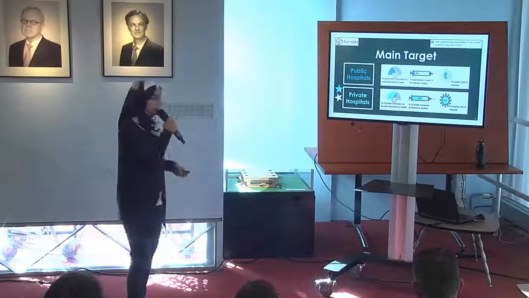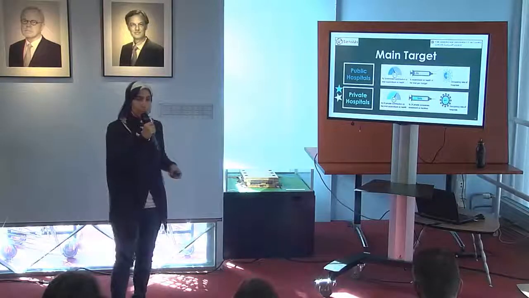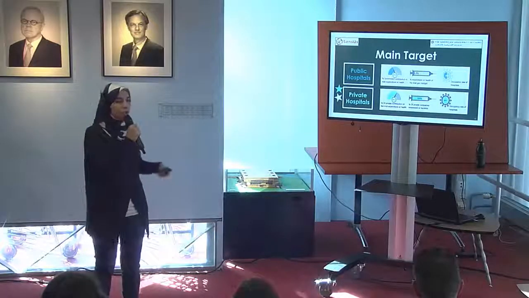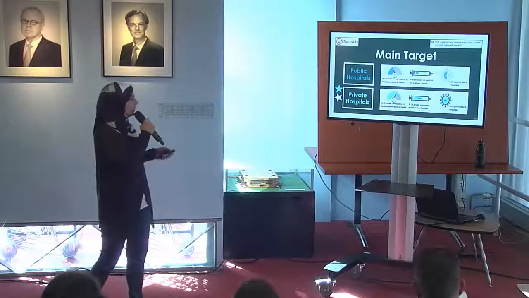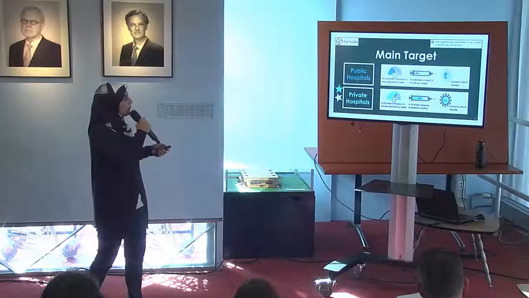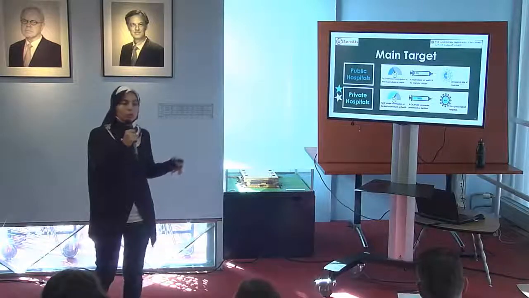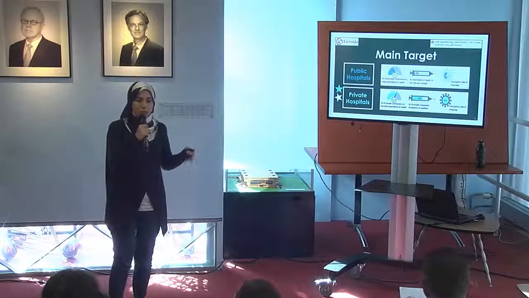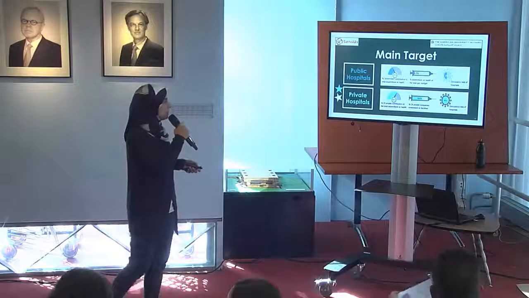Our main target will be private hospitals because they have the higher occupation rate, and they have a higher contribution to the health expenditure in Egypt. That's why we are targeting them. We have about 300 private hospitals in Egypt. 100 of them are centralized in the capital, Cairo. That's why we're targeting the third of the total of private hospitals.